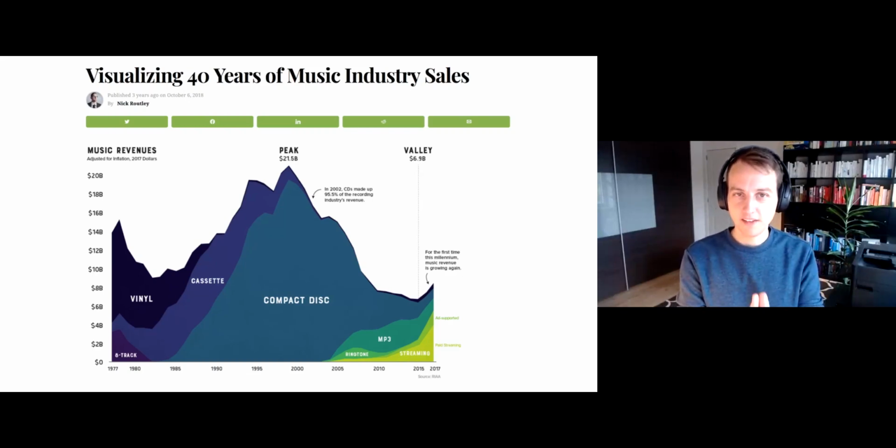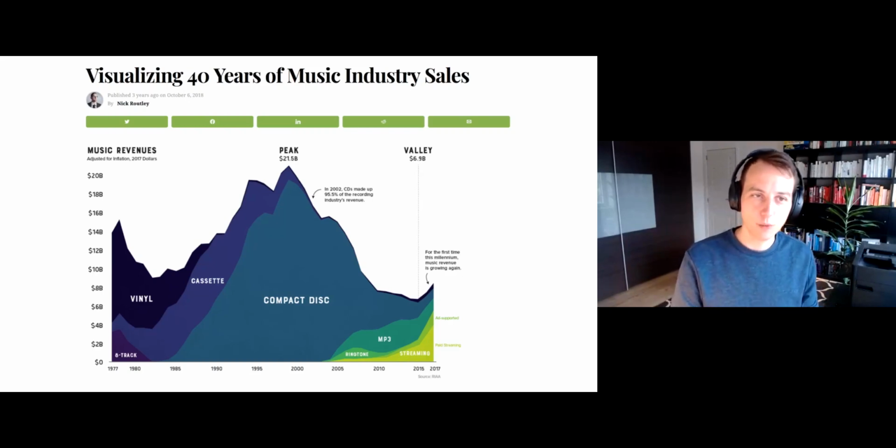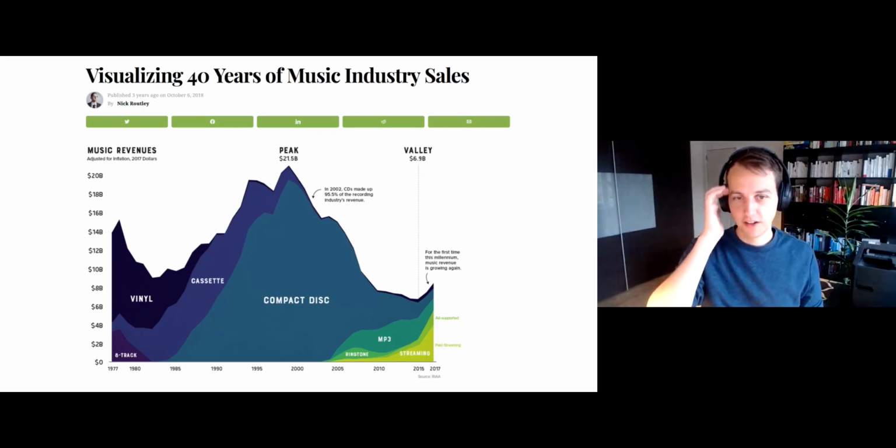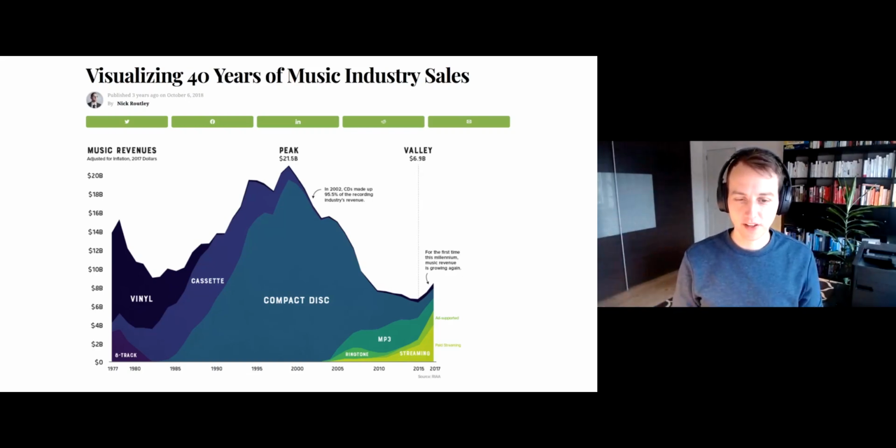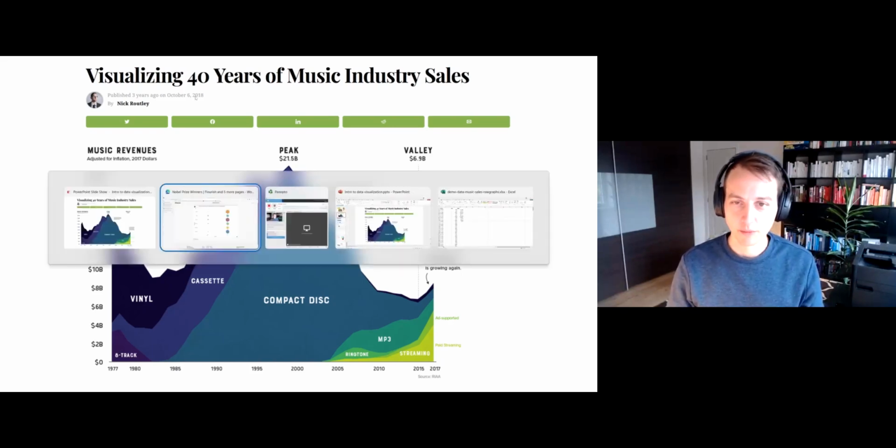So I want to recreate this chart that I found online. It's not my own work, but it is a nice looking area chart. Probably we could make this with Excel as well, an area chart, but I want to give it a try with RAWGraphs and then with a combination of RAWGraphs and PowerPoint. So we're looking at music sales here, different types of formats, and you can see how there was a big peak around the year 2000, especially coming from compact disc or CD sales, and then it started to decline again, and now we have an increase again with streaming, MP3, etc. So let's have a look how we can do something like that.